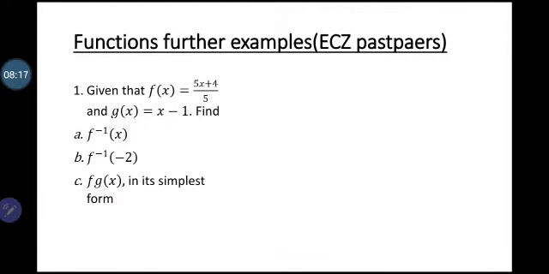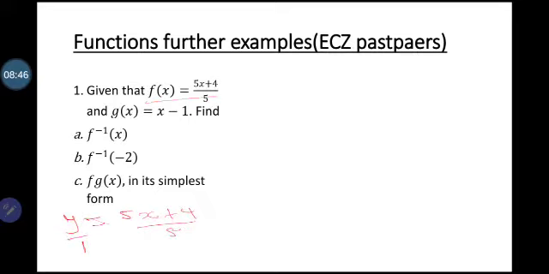Then for our third example, we have given that f of x is this fraction here, and g of x is x minus 1. Find f inverse of x. So we're looking at our function f of x. We replace f of x with y. We're going to have y is equal to 5x plus 4 over 5. We have a fraction here. Let's have 1 under this side.